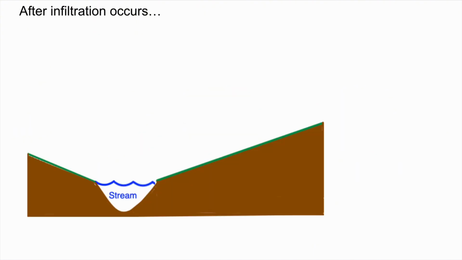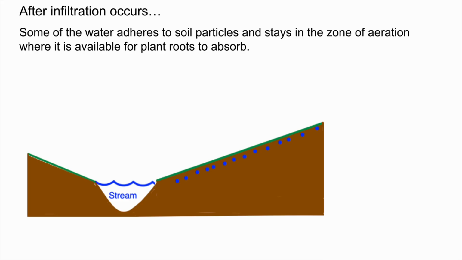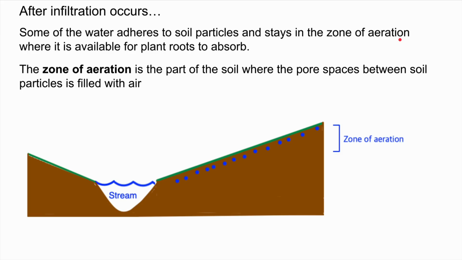What happens after infiltration occurs? Well, since some of the water is going to adhere to the soil particles, it's going to do that in what we call the zone of aeration. Now, the zone of aeration is basically the upper part of the soil where the pores have air in them. So between the particles, there is air, and there are tiny little droplets of water that got in there too.